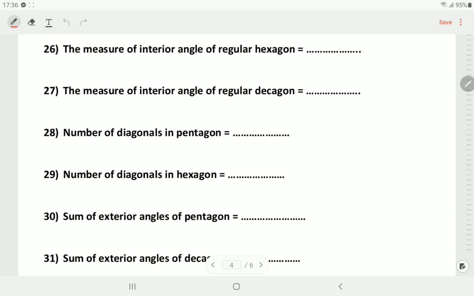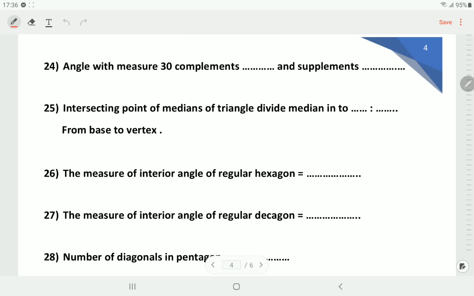Now we have more examples. An angle with measure 30 has complement 60, because complement means 90. And 30 has supplement 150 degrees.